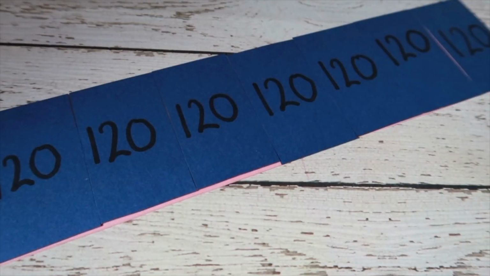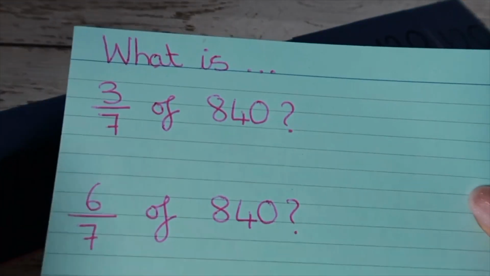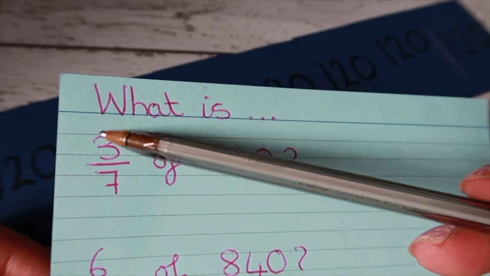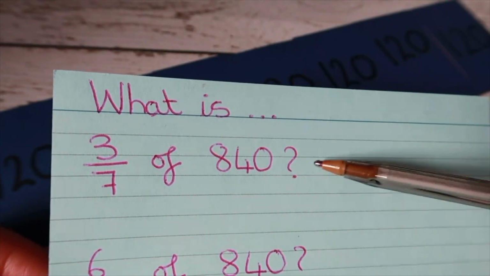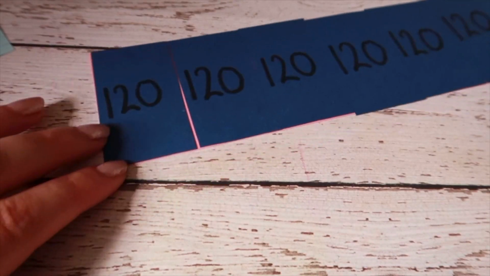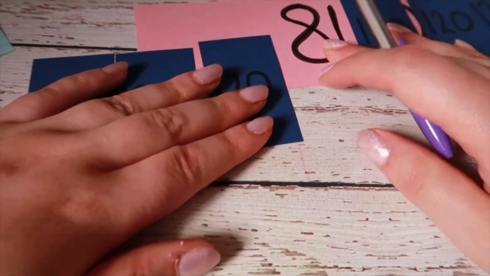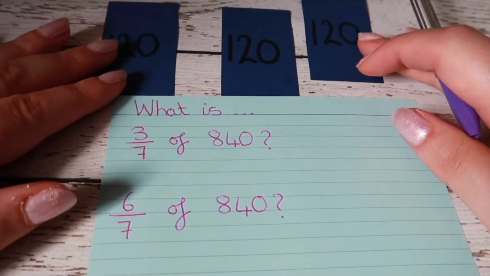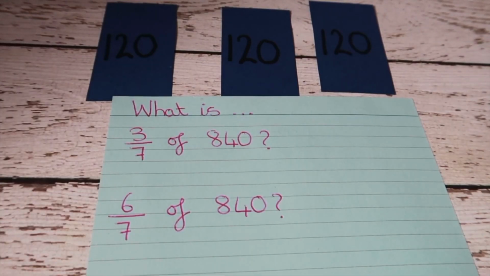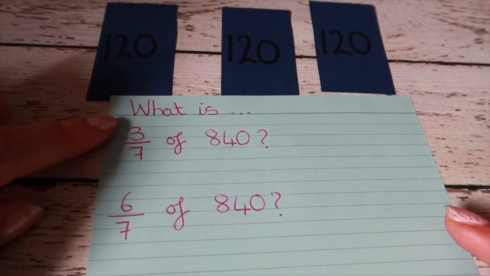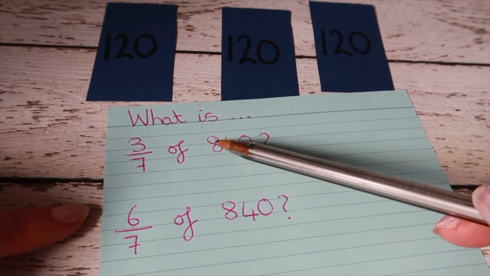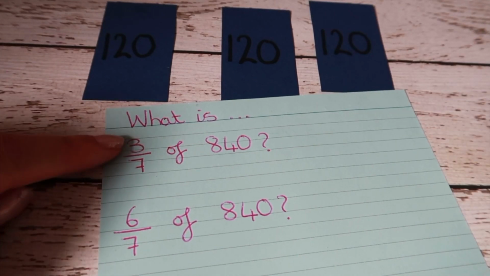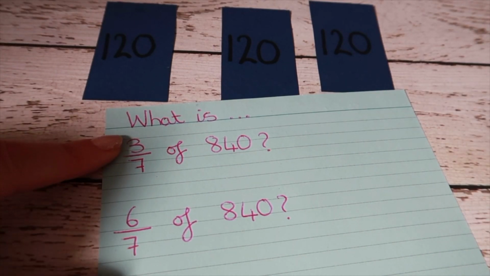Okay, so once we've done these first vital steps, then we can look at the question. So we've got 3/7 and 6/7. So 3/7, we're looking at the numerator, and the numerator is equal to 3. So that means we need to find what 3 of these bars are equal to. So that's 1, 2, and 3. So what we're doing now should be 120 times 3, and that would give us the answer. So 120 add 120 add 120 is equal to, of course, 360. Or another way, as I'm pointing to here, is just 840 divided by 7, and then we're multiplying it by 3.